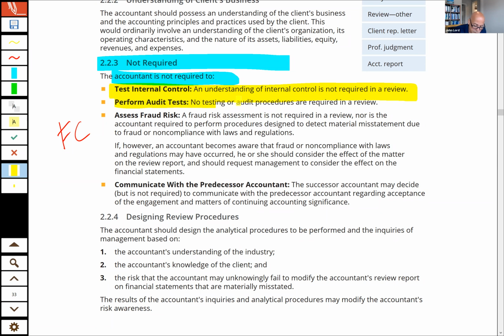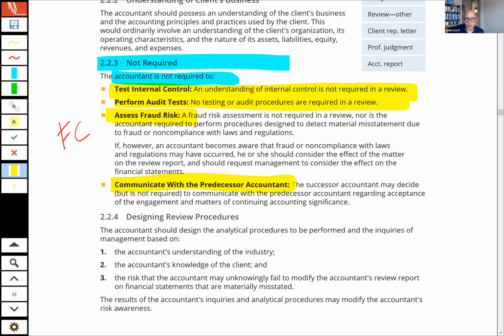We obviously don't perform audit tests because we are doing a review. And in a review, we do what? We rely on inquiry and analytical procedures. We do not have to assess fraud risk. Do we in an audit? Yes, we do. We spent quite a bit of time flashcarding the heck out of that when we were talking about the fraud standard back, what, chapter 2, whatever, okay?